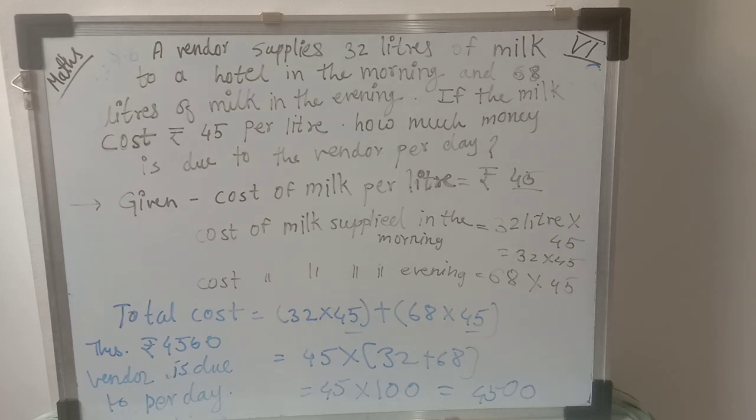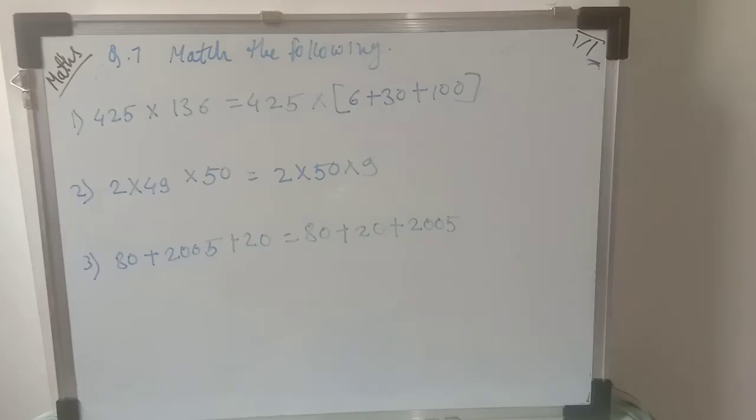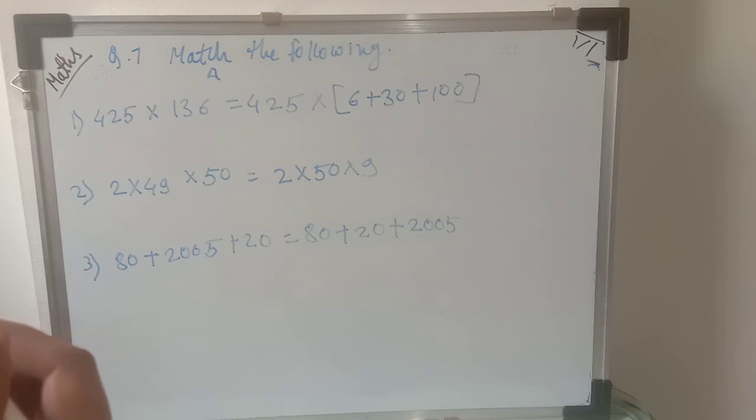Okay, let's solve question number 7. Question number 7 is match the following. So this is column A. My blackboard is not big enough, so I'm not writing column B here. Directly I'm going to tell you what the things in column B are.